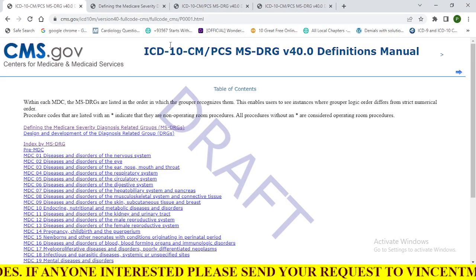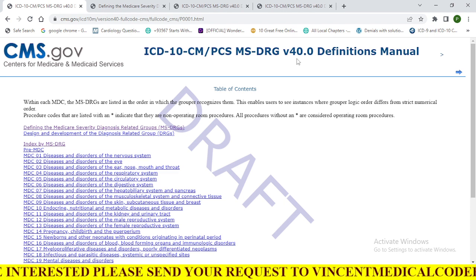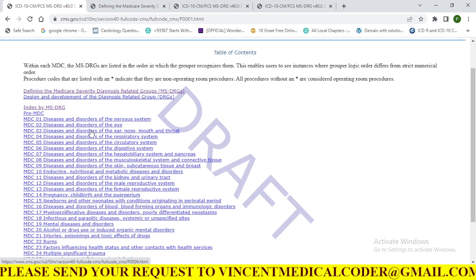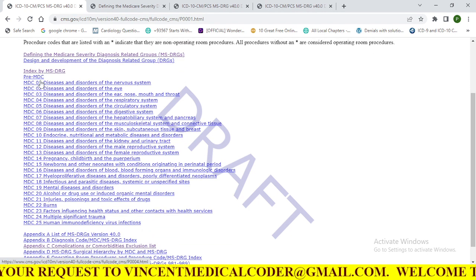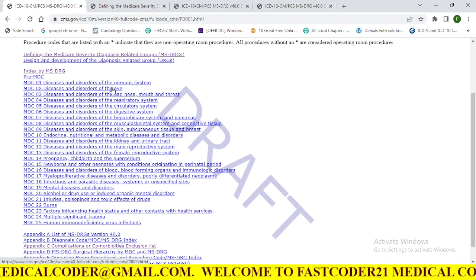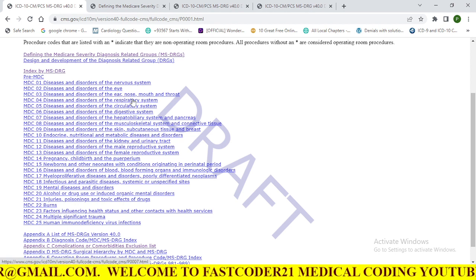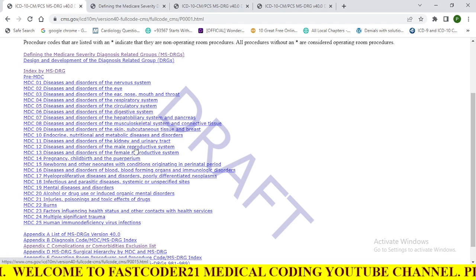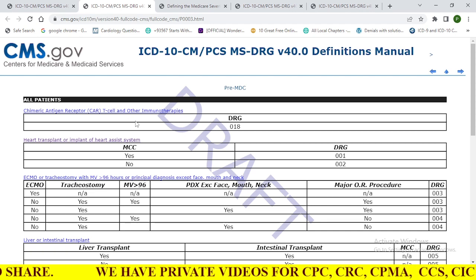If you see here, this is the CMS website. It is version 40. Here we have all these MDCs, nearly 26: 1 to 25 and pre-MDCs. MDC 1 is for disorders of the nervous system, second is for eye, third is for nose, mouth and throat, and so on. If you click on pre-MDC here, you can see this document.